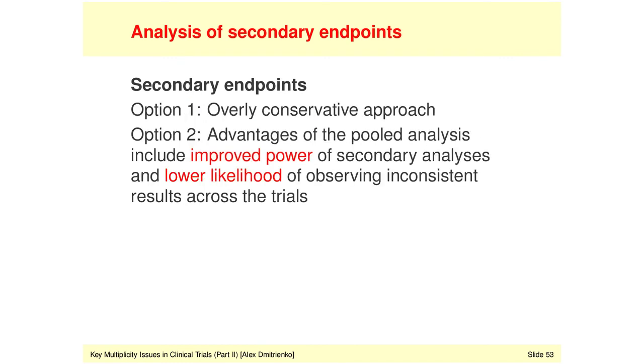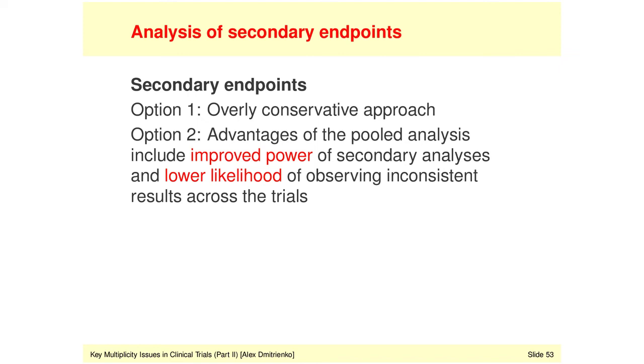When we think about consequences of applying the options defined on slide 52, we realize that option 1 is actually fairly conservative. Option 2 helps address potential limitations of option 1, and advantages of the pooled analysis of secondary endpoints across several trials within a development program include improved power and lower likelihood of observing inconsistent results. Let's begin with the first point.